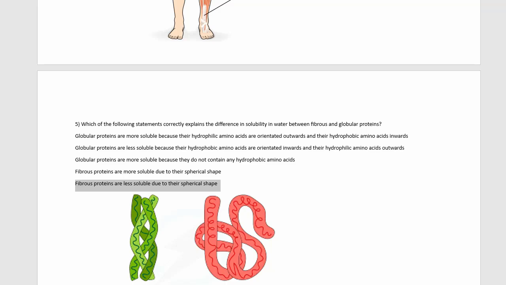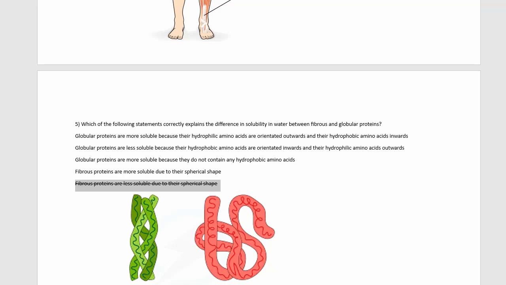However, fibrous proteins are not spherical shaped. So we can cross this one out.